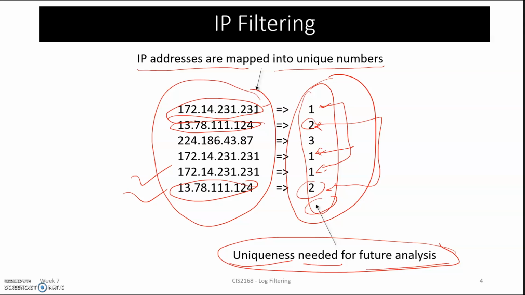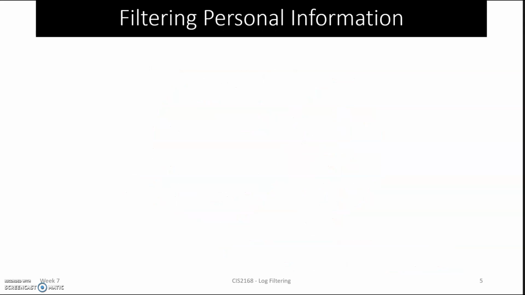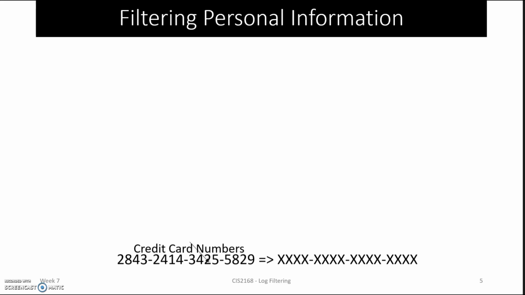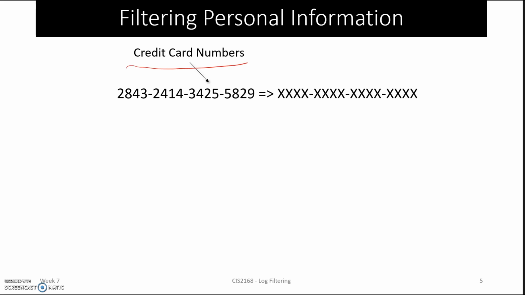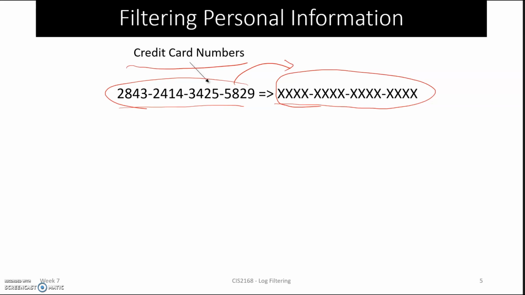Now next we will discuss filtering personal information. As I said in the earlier part of week 7, credit card information is considered personal sensitive information. So this is nothing but the credit card number, and you will use it in the mapped format. This is the mapping of the credit card number. You will get crosses like that for the credit card number, so that another person will not get the information about your credit card number.